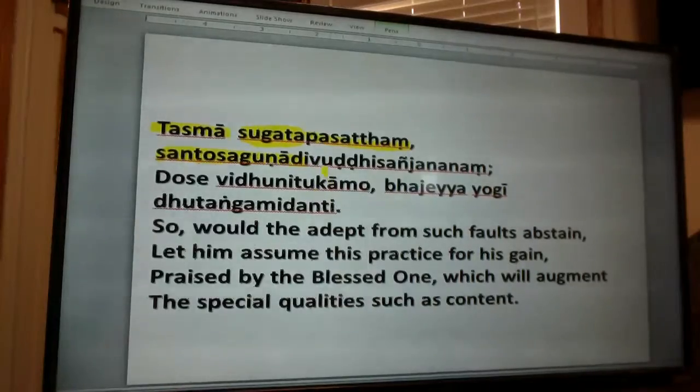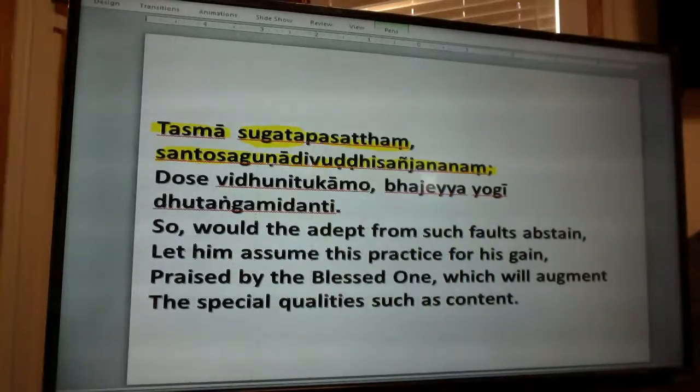That person we call santosa. So santosa gunadi vaddhi sanjanana. Vaddhi means increase. Sanjanana means making. So that long phrase means increasing, making happen the special quality of contentment.